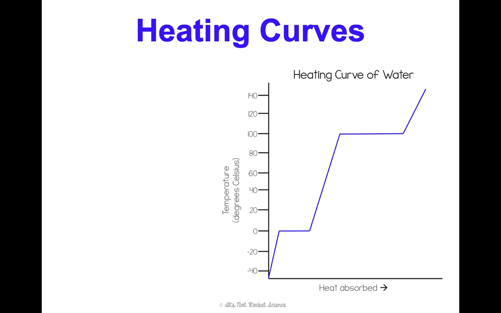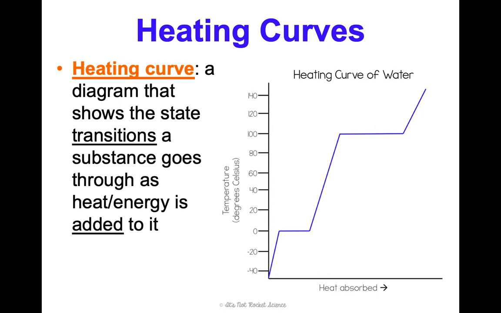So this is a heat curve. So this is a basic heating curve. I'm not sure what element it is or what compound it is, because it's not water. All right. So, oh no, it might be water. So a heating curve is a diagram that shows the state transitions a substance goes through as heat and energy is added to it. And you can also go backwards, so when energy is taken away.